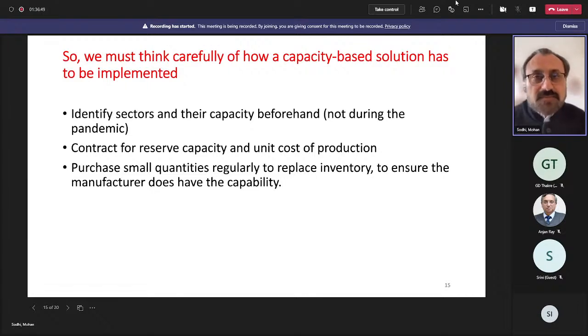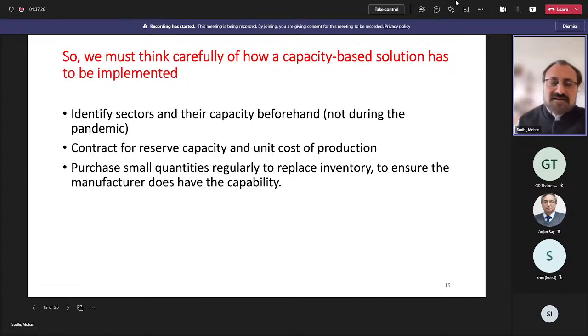Because when there is a global pandemic going around, you're not going to get all the raw materials or components or equipment from a distant country, which would be having its own problems. And of course, given the geopolitics these days, you have to really watch out for where you're buying what. And then over time, you have to keep buying small quantities regularly so that you make sure that these manufacturers are actually capable of making what they said they are making.